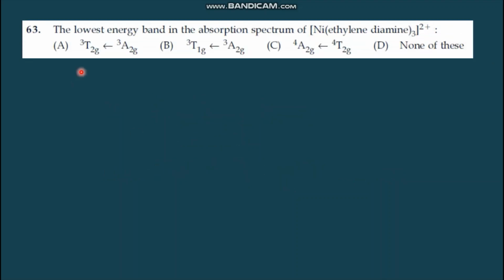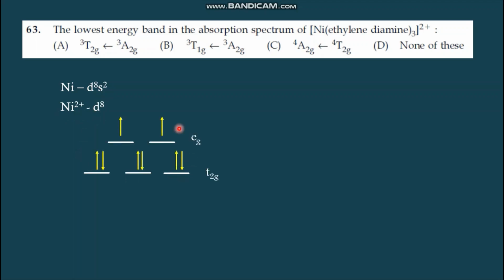Next question: the lowest energy band in the absorption spectrum of nickel ethylenediamine thrice 2+. Ethylenediamine is a strong ligand, and nickel has the configuration d8s2, and nickel 2+ means d8. We can write the representation like this: t2g6 eg2, and here the number of unpaired electrons is 2. So S value is 2 into 1 by 2, that is 1. 2S plus 1 value is 3.